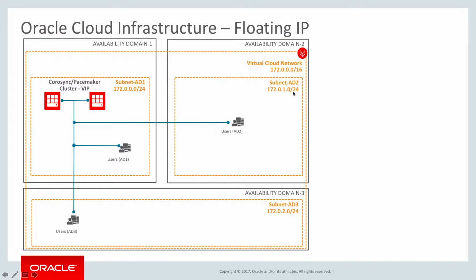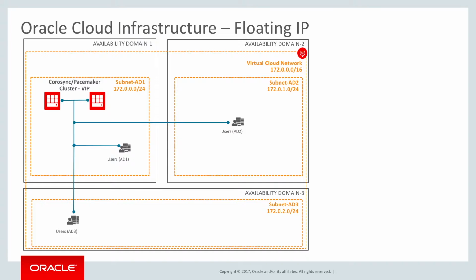Today we're going to talk about automatic VirtualIP failover on Oracle Cloud Infrastructure. As you can see here on this diagram, we currently have a Corosync Pacemaker cluster with a floating IP address running on top of two Oracle Linux servers. We have also created different user accounts and different availability domains just to show you how a high availability environment is critical for such a scenario.